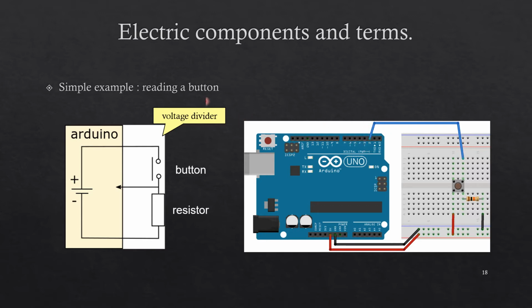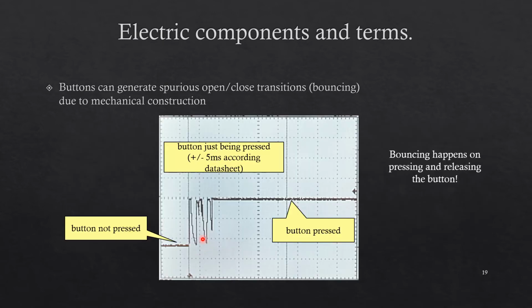This is also a way of voltage dividing, because you have a resistor and another component, and you are connecting both of them to your Arduino. But those types of buttons will generate false signals when transitioning from open to close and from close to open due to a mechanical construction.